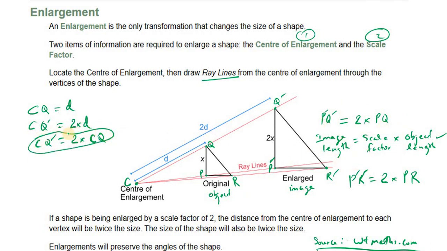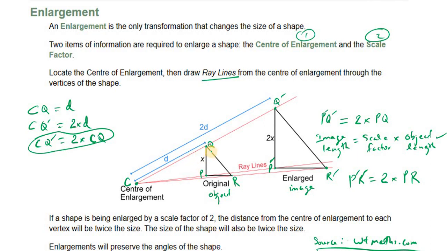Okay, so now that we get that, it says if a shape is enlarged by a scale factor of 2, the distance from the center of enlargement to each vertex of the image will be twice the amount from the center of enlargement to the object vertex. The size of the shape will also be twice the size. In other words, the length of any of the sides will be twice the amount. Enlargement will preserve the angles of the shape as well.